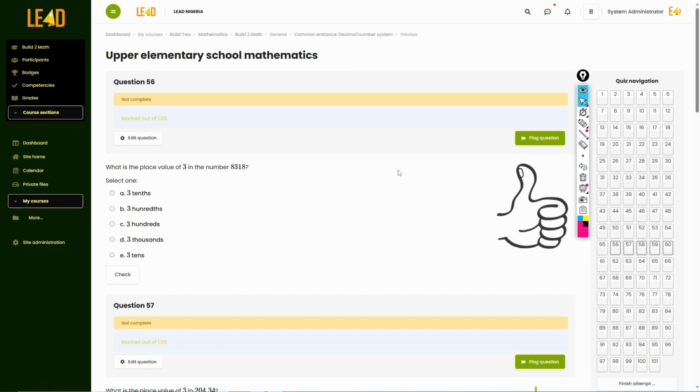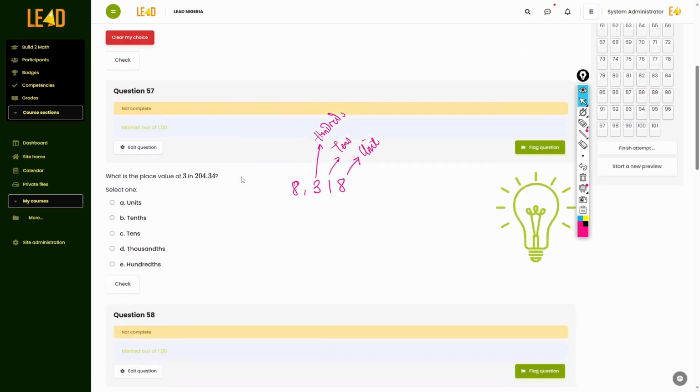What is the place value of 3 in 8,318? So these are all whole numbers. So this is units, this is tens, and this is hundreds. So the answer is C, 300s.